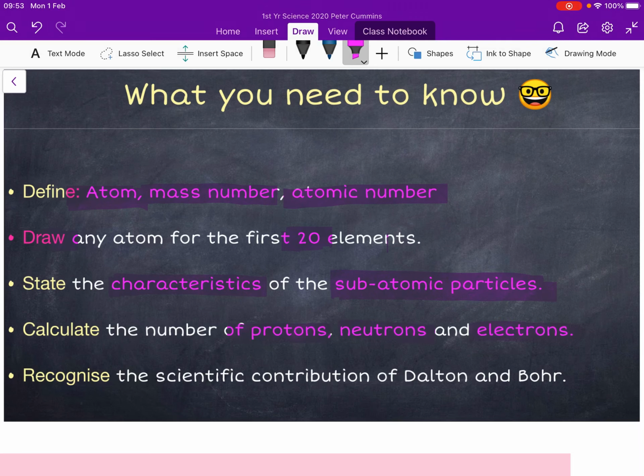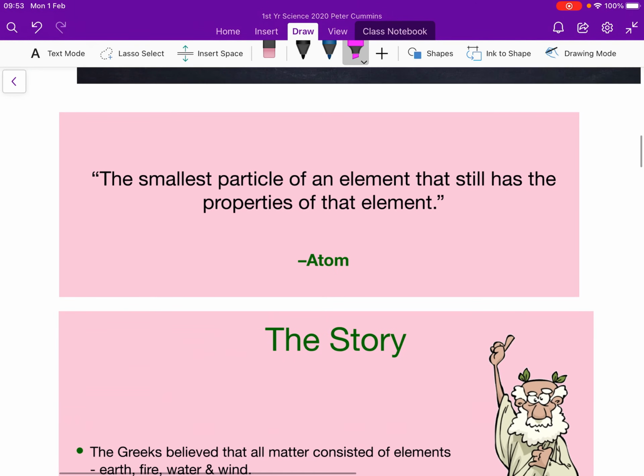We have to look at the subatomic particles, which are protons, neutrons, and electrons. You've probably heard those words before. And figure out how many protons, neutrons, and electrons are in the different atoms. And then look at these 2 guys, Dalton and Niels Bohr, and we'll have a look at what contribution they made to the atom. So that's what we're going to be doing over the next 2 classes. All right. So we'll go through it.